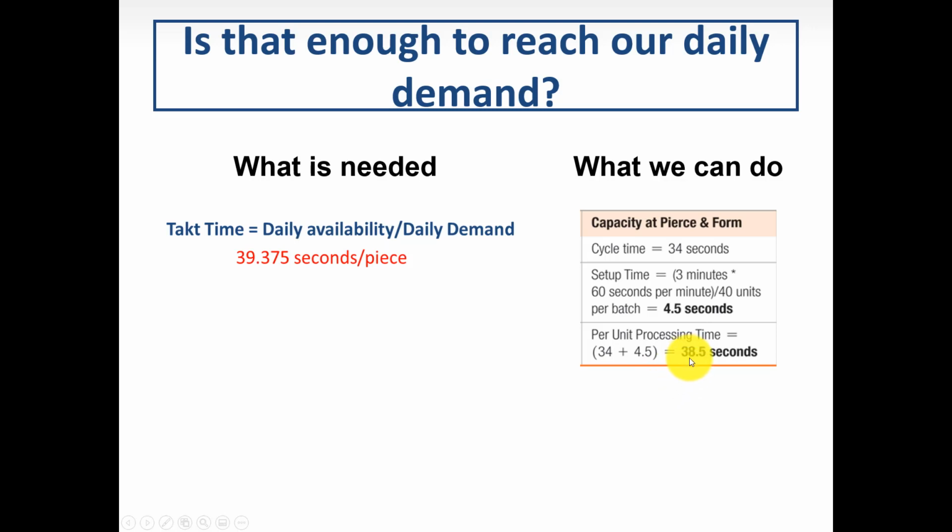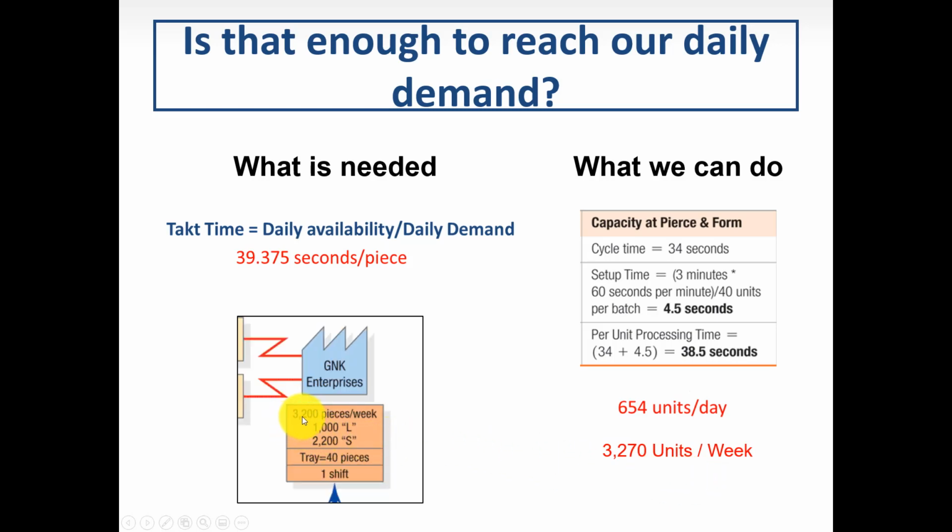That means by producing at this rate, we are capable of producing 654 units a day or 3,270 units a week. But wait a second, do we need to produce them all? No, we only need to produce 3,200 pieces a week because we are working on a just-in-time system. So we produce what is needed when it's needed. So at this moment, even though we have a lot of inefficiencies in the system, we can still say, yes, the system can fulfill the demand.